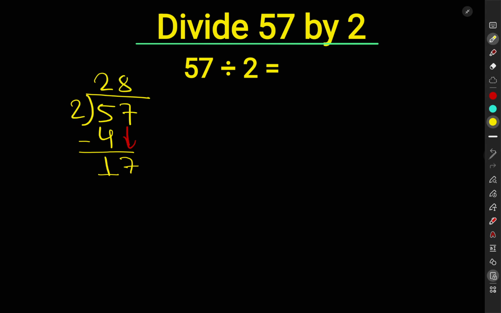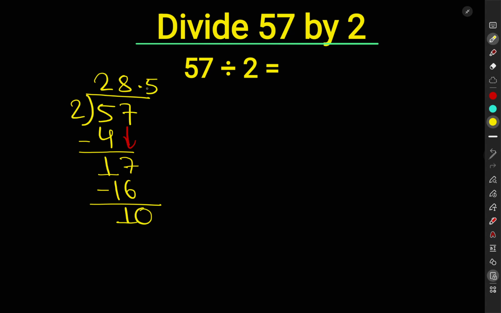So 2 times 8 means 16. On subtracting we get 1. So again this 1 is less than 2 and there is no number beside. So we put a decimal and we keep here 0.